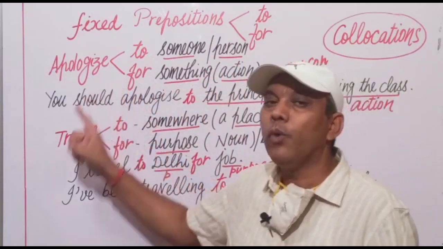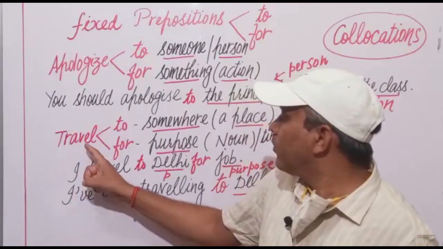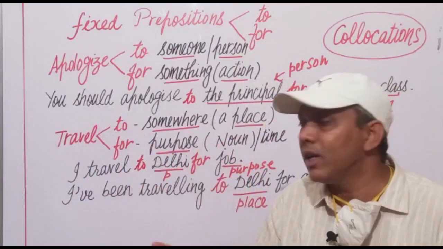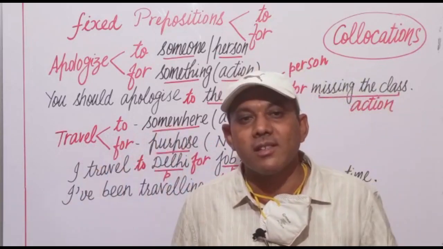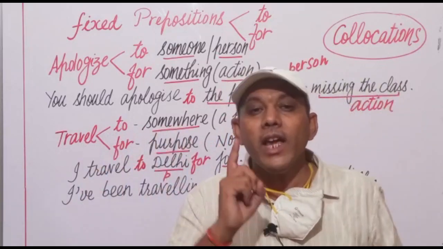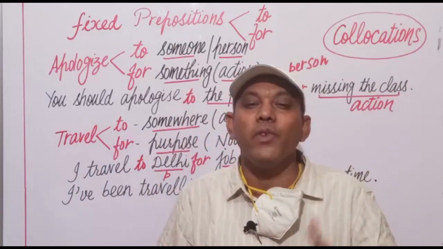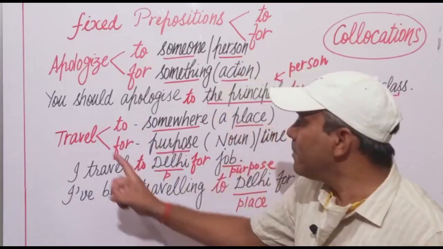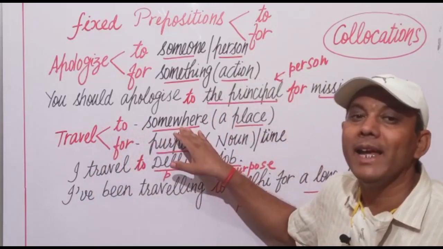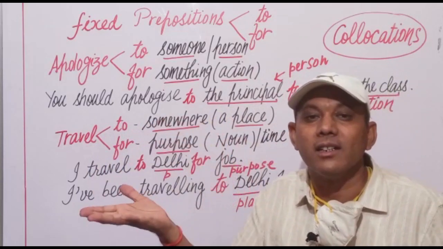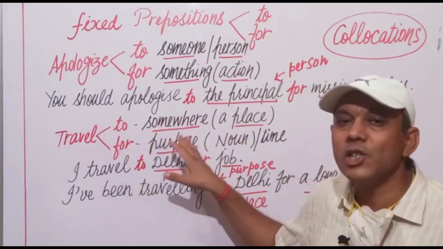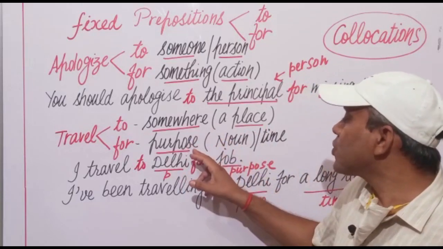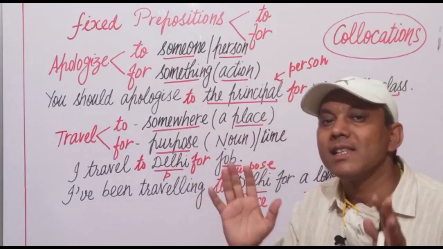In the same way, one more example, we take travel to and travel for. We use to and for with travel. Both the prepositions are used. Where do we use travel to and where do we use travel for? What is the collocation? Travel to is used for a place, somewhere, and travel for is used for a purpose, or we can say for purpose and time as a noun.